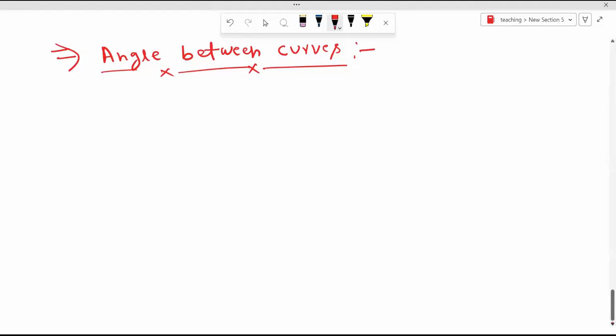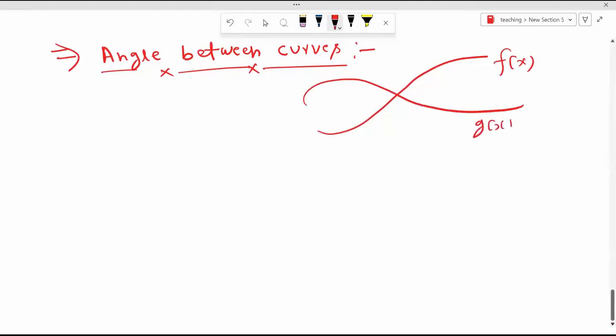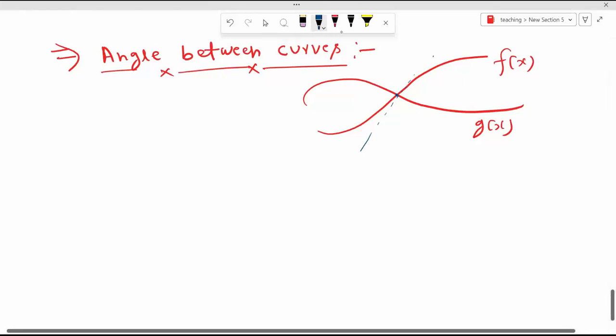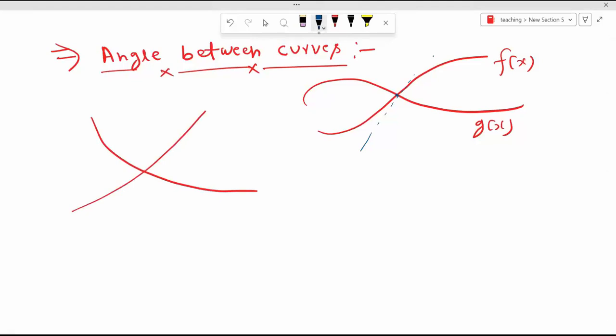Suppose there are two curves. This is f(x), this is g(x). Now we have to find the angle between the curves. First we have to think how we find this. First we find where they intersect. So first we draw the tangent to f(x) at the given point. Let's say this tangent looks like this. This graph is somewhat tedious for you, so first we change this picture like this. This will be easier for you.